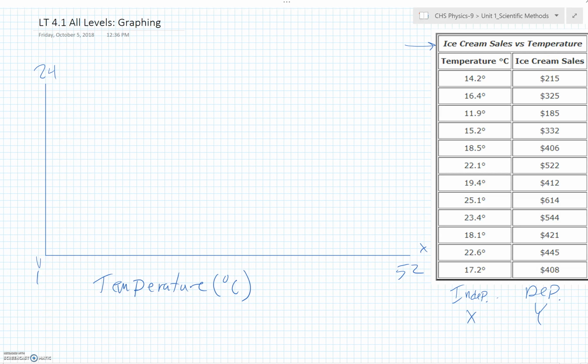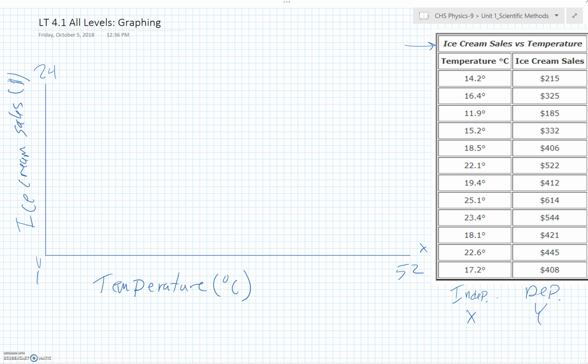On the y-axis, we have our dependent variable, which is ice cream sales. And those units, it doesn't say in our data table, but we can see down below, that's measured in US dollars. That's a beautiful dollar sign, thank you.